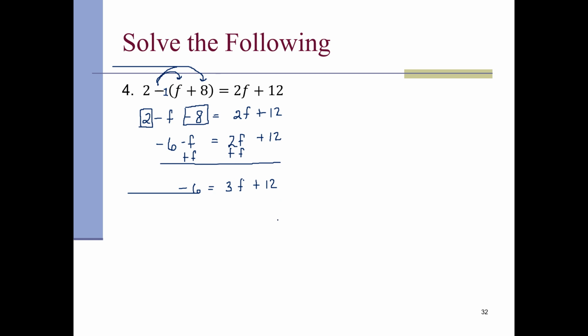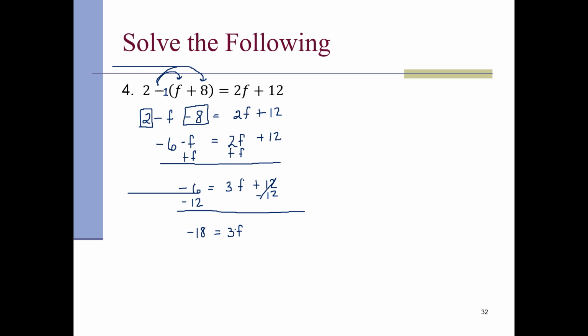Moving through the steps in my pre-lecture, I now want to get my constant terms together. So I want to move the 12 to the opposite side. I do that by doing the opposite, which is to subtract 12, and I do that on both sides, the left and the right of my equals. So negative 6 minus 12 is negative 18, and that is equal to 3f.